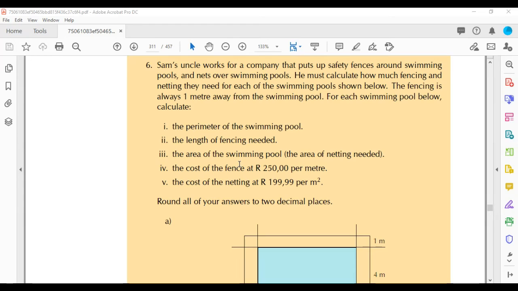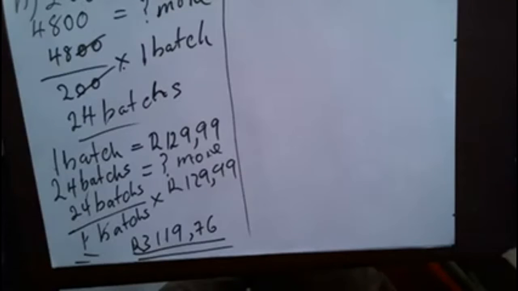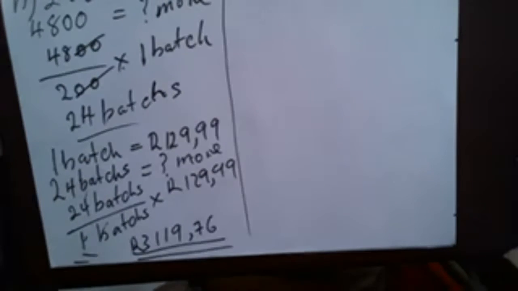Okay, let's start with that. You want to calculate the perimeter of the swimming pool. Perimeter is simple, guys. We need to remember the definition. Perimeter is the distance, or the measure of length, around a given shape. We use units for length, meters, kilometers, and so forth. So let's look at the shape to be discussed. We want to find the perimeter.